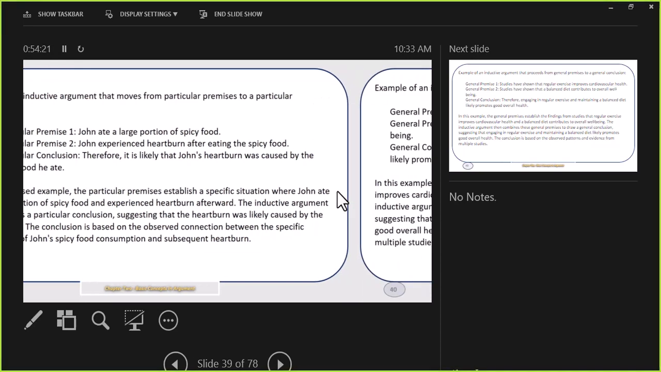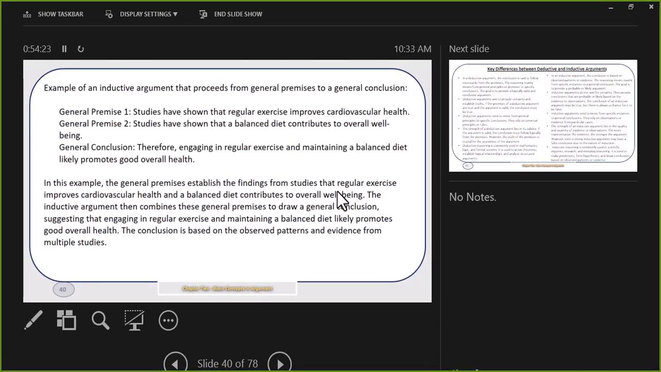The same thing is true for an inductive argument that proceeds from general to general. Studies have shown that regular exercise improves cardiovascular health. Studies have shown that a balanced diet contributes to overall well-being. Therefore, engaging in regular exercise and maintaining a balanced diet likely promote good overall health. It's an inductive argument that proceeds from what? From general statements to general conclusion. From general premise to general conclusion.